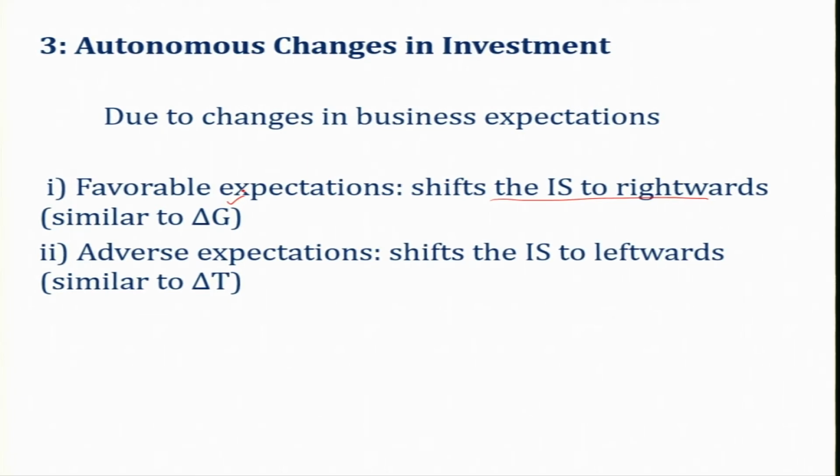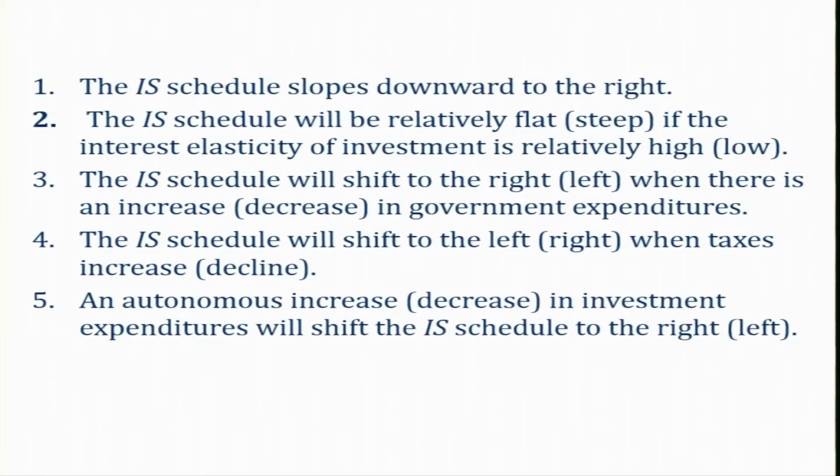Similarly if there is adverse expectation, for example war or any other kind of uncertainty in the economy, then the autonomous component of investment will decline, and the IS curve will be shifting leftwards. To summarize, these are the key points that we discussed in this session. That means the IS schedule slopes downward, and the other factors I am just noting down. These are the major summary points.